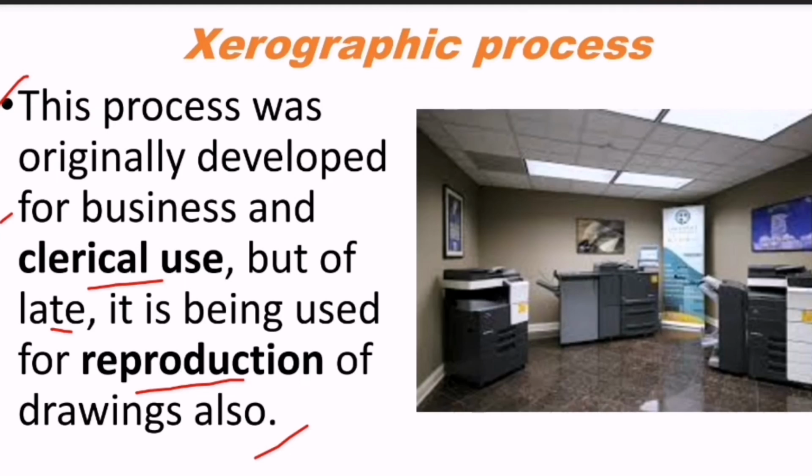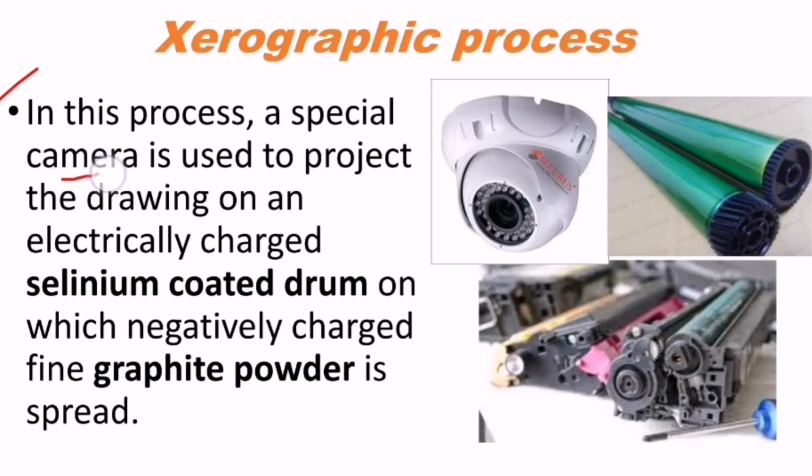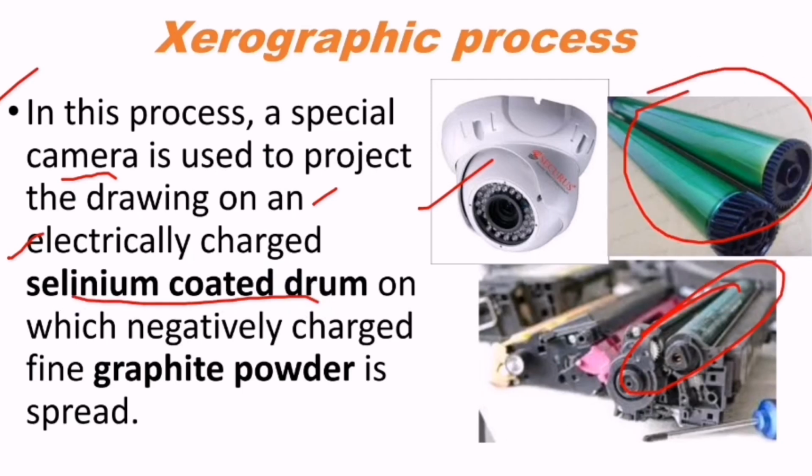In this process, a special camera is used to project the drawing on an electrically charged selenium coated drum. This is the selenium coated drum, on which negatively charged fine graphite powder is spread.